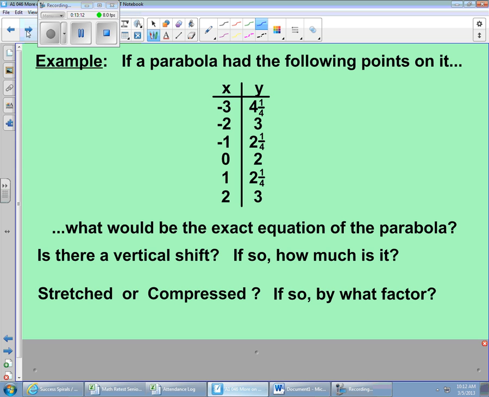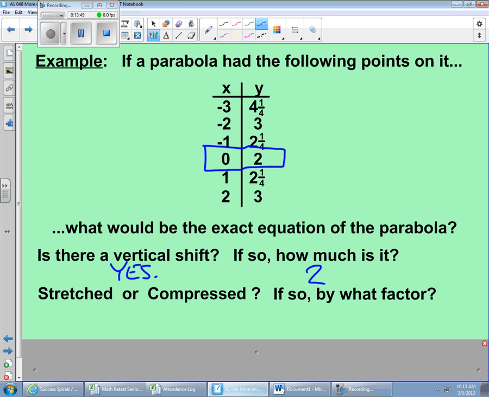Okay, well, let's have a look at this thing first. Is there a vertical shift? Have a look at the points. Has it been shifted? The graph is not passing through the origin like it's supposed to. So there must be a vertical shift there. So is there a shift? Yes. If so, how much is it? Well, how much is the shift this time? 2, positive or negative? It is positive this time. It's higher up than it's supposed to be. So we got a +2 shift.